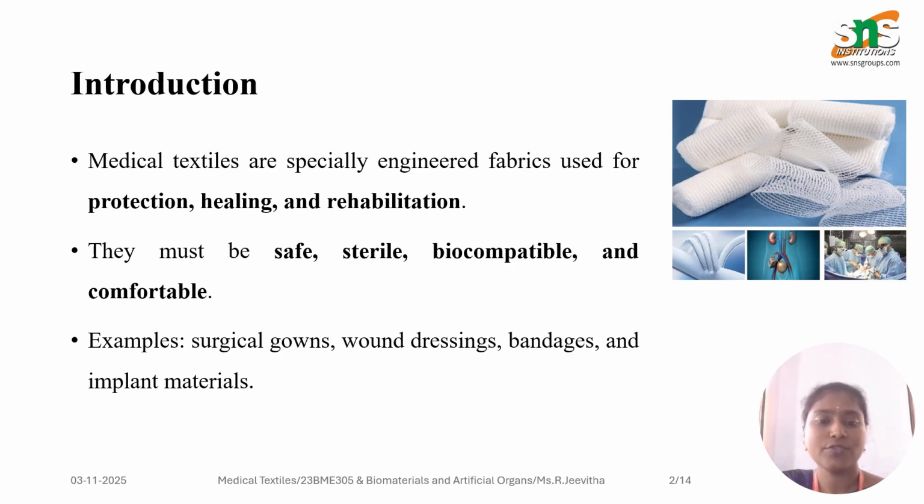They must be safe, sterile, biocompatible, and comfortable because they come in direct contact with our skin or even internal organs. Examples include surgical gowns, wound dressings, bandages, and implant coatings. These fabrics play a major role in patient recovery and infection control. So, through this section, let us understand how different materials and design ideas make medical textiles both safe and effective.